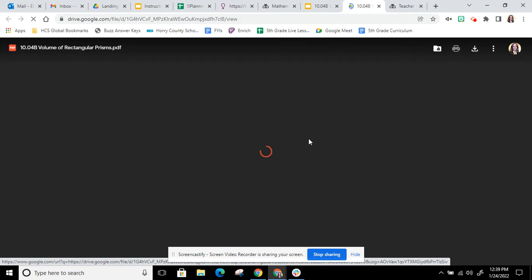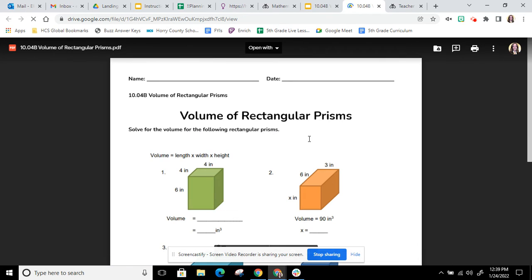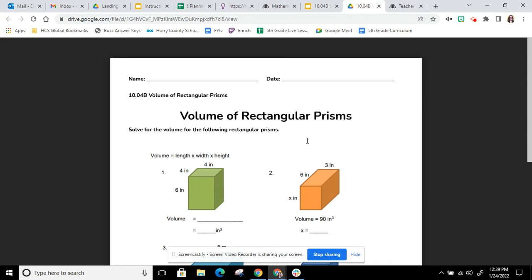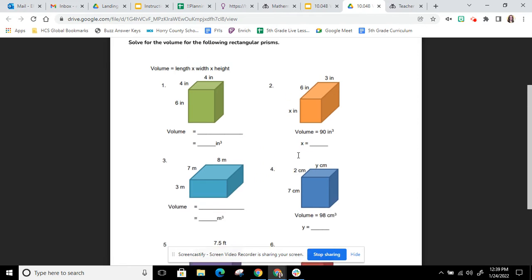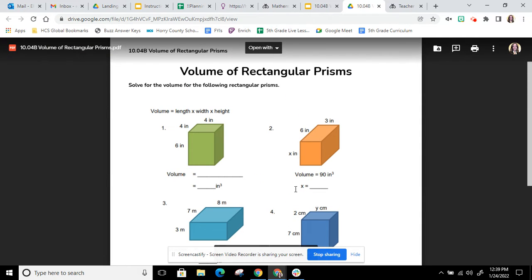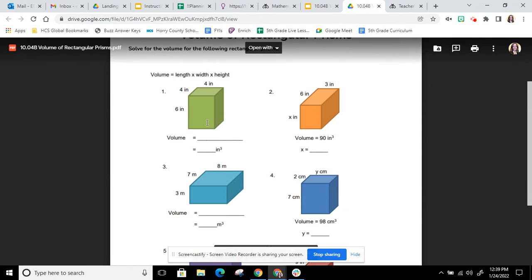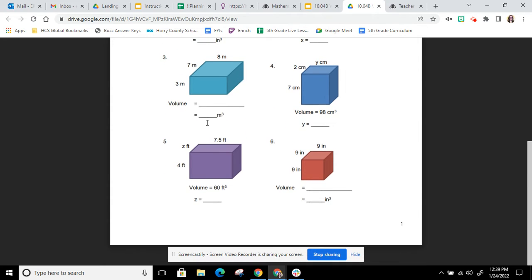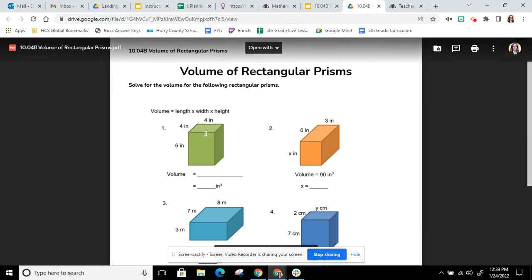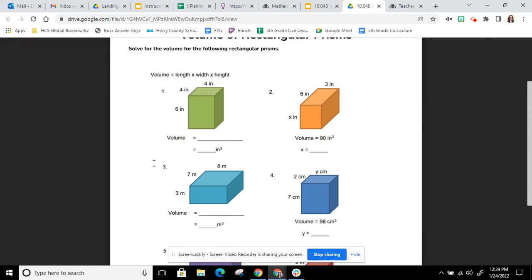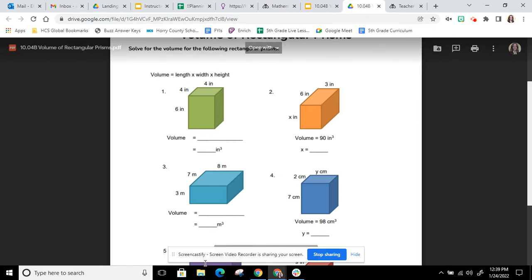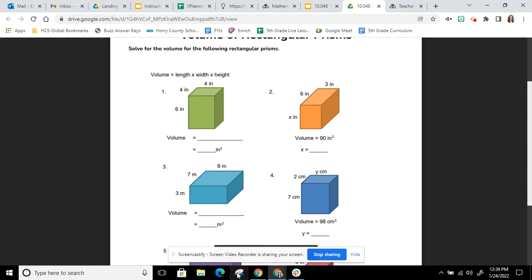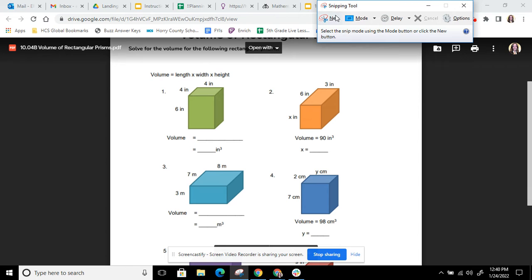For this assignment, you're going to be finding the volume of rectangular prisms. It's a 1-page assignment with 6 different problems where you are solving the volume of each of these rectangular prisms. So we're going to do a couple of these together. We'll do 1 and 2. Go ahead and screenshot them.